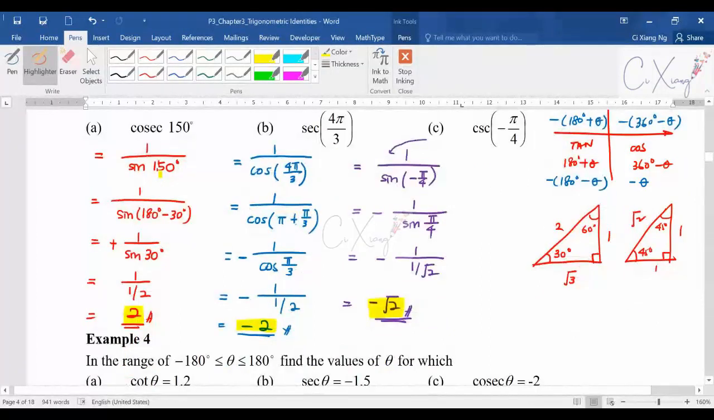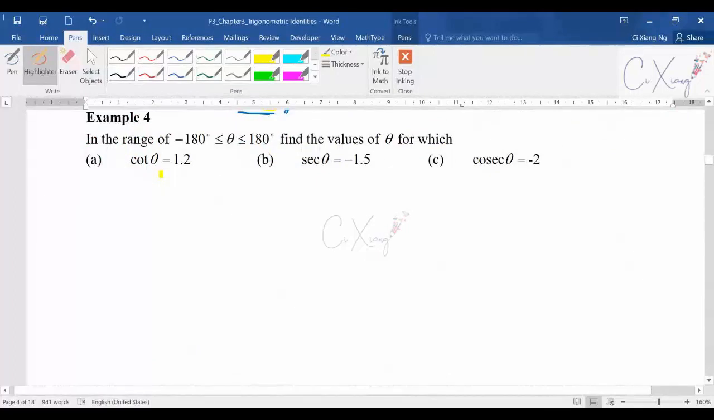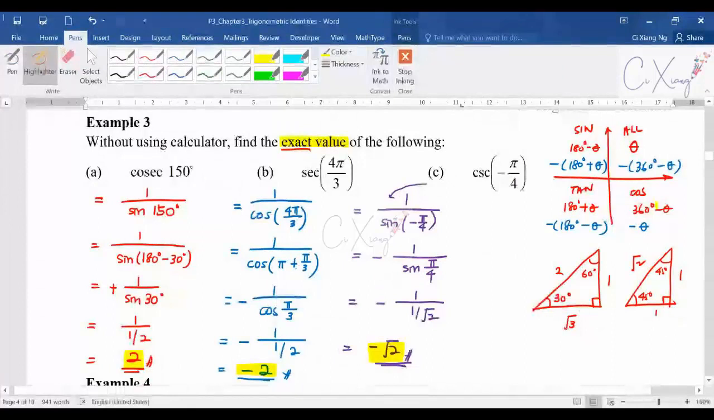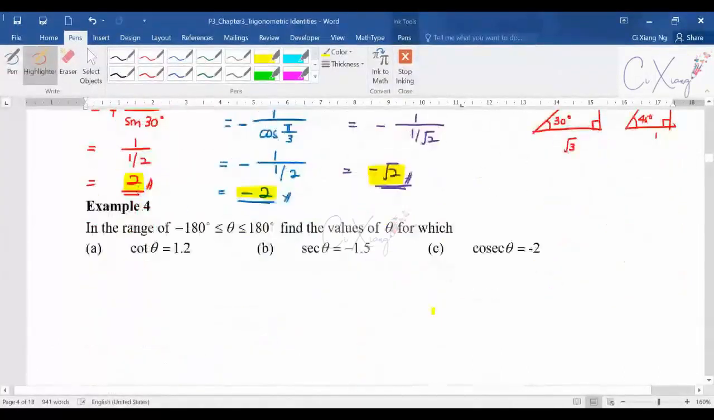Now if you continue to example 4, they want you to solve the equation. When you want to solve the equation, it is very similar to what we learned before in AS level. The method is still very similar. Again, I'm going to use this graph, this figure, to help me find the answer. So give me some time. I will cut and paste this figure again so that you can refer to it here.